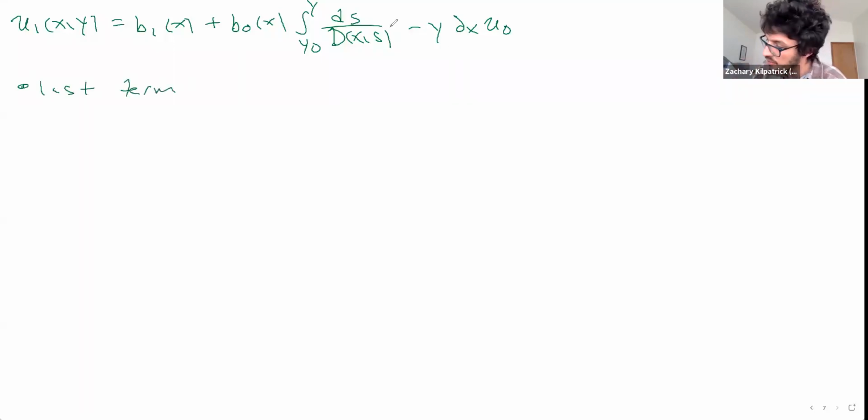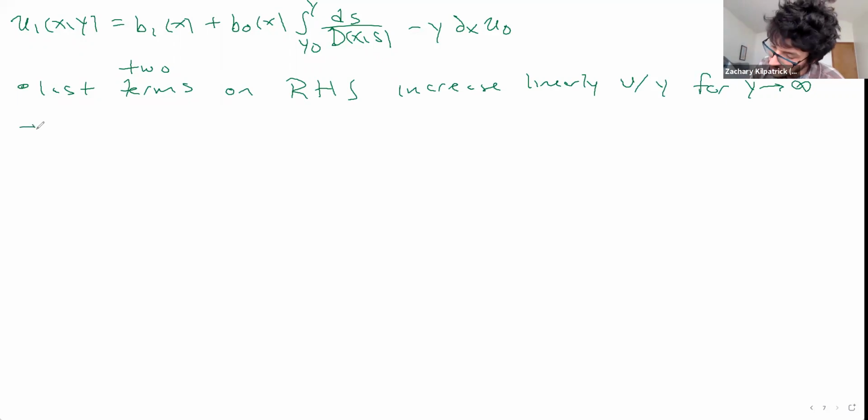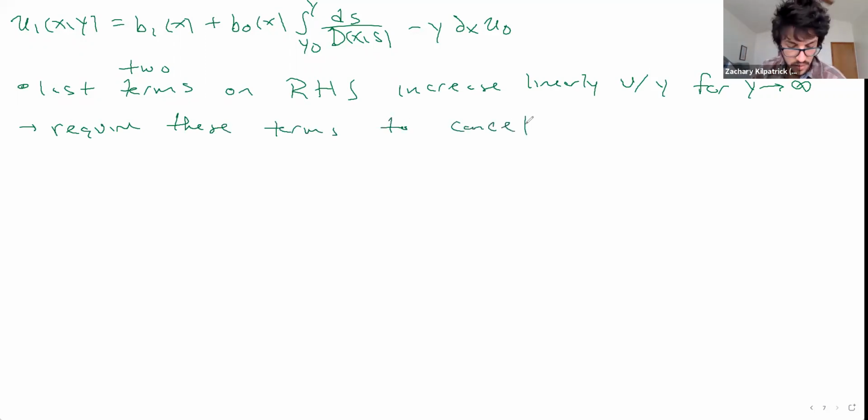So what's the problem over here? Well, again, I got to worry about stuff that's going to blow up as y gets large, because y is the micro scale, and so y can be large in this case. And so my last two terms on my right-hand side, as we said, they're going to increase linearly with y, for y getting large. So as a result, let's require these terms to cancel.